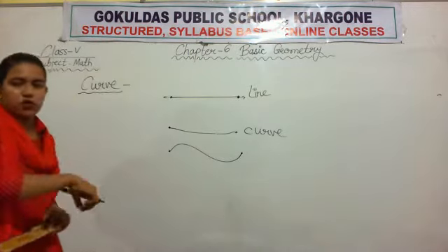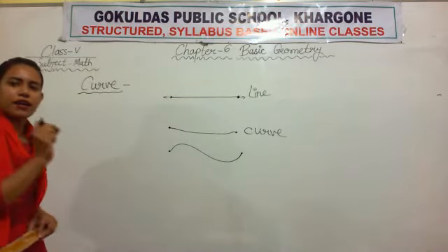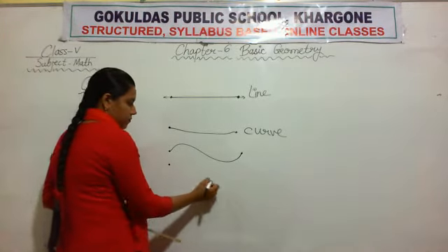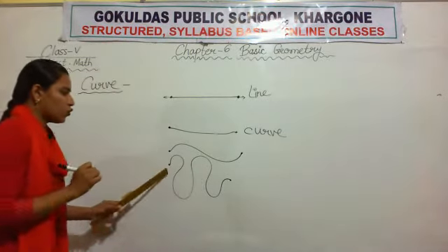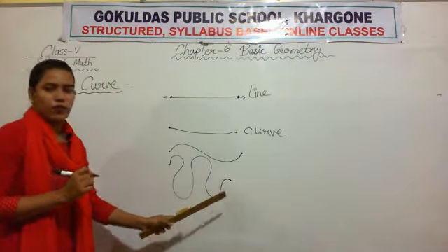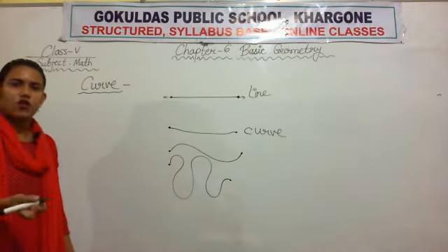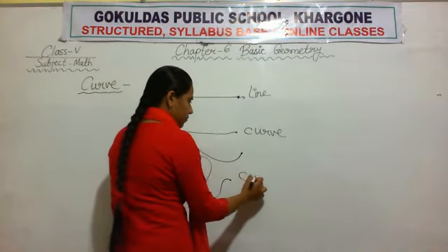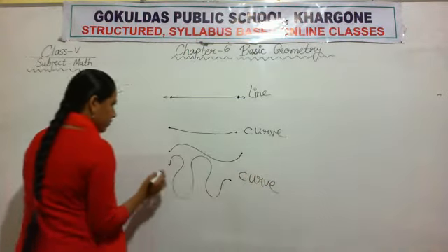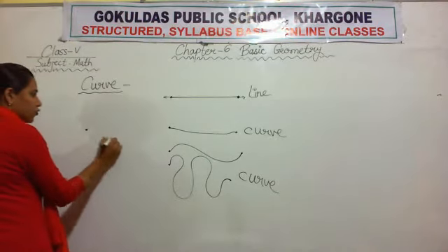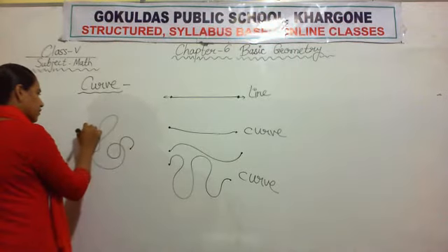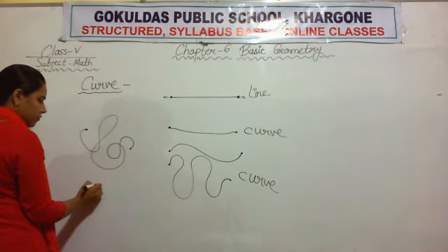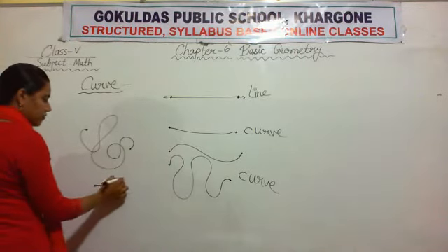Two points, a starting point and an ending point, I am joining by running hand, it is called a curve.